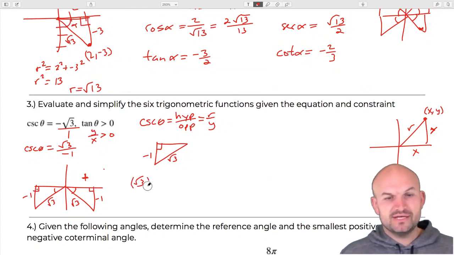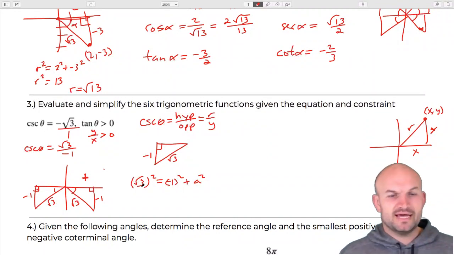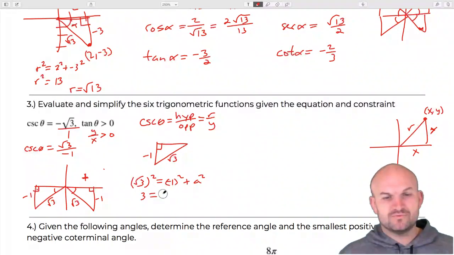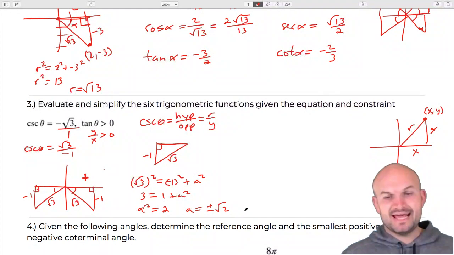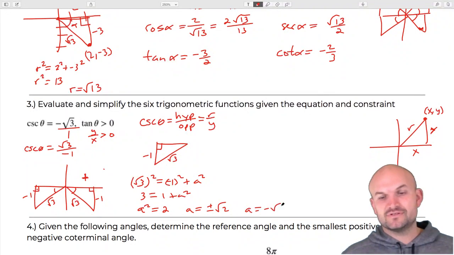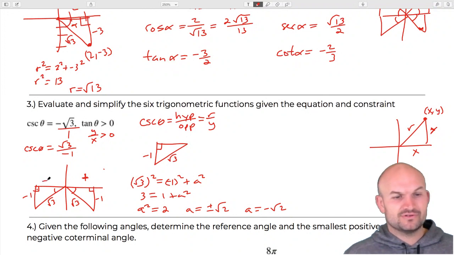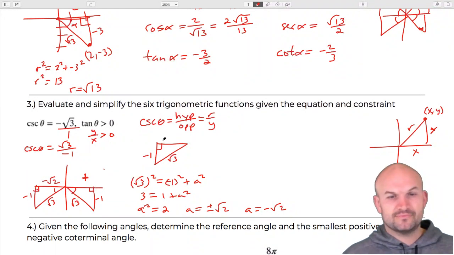So square root of 3 squared equals -1 squared plus, I don't know, a squared. And therefore we get 3 equals 1 plus a squared. So we can say a squared is equal to 2, and therefore a equals plus or minus the square root of 2. But again, since we're going to the left, we know that a has to equal a negative square root of 2. So that is going to be a negative square root of 2.